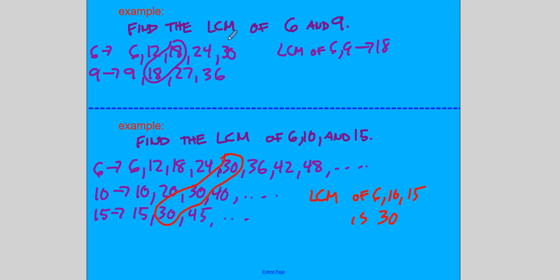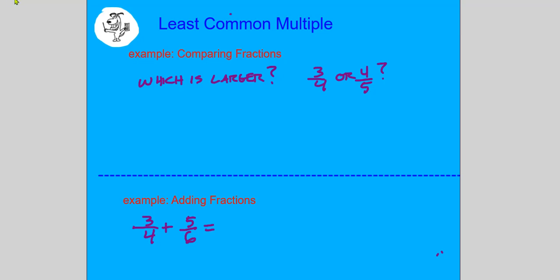We use the least common multiple when we add or subtract fractions that have unequal denominators, which is the bottom of the fraction. We can also use least common multiple to determine which fraction is larger. So what we do is we have 3/4 and 4/5. We take the multiples of each, or the smallest number they both divide into evenly.